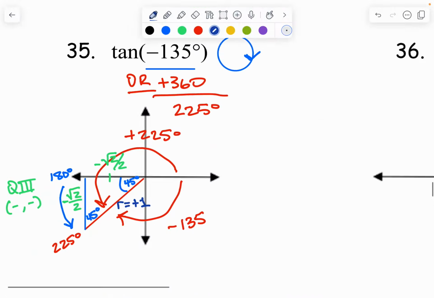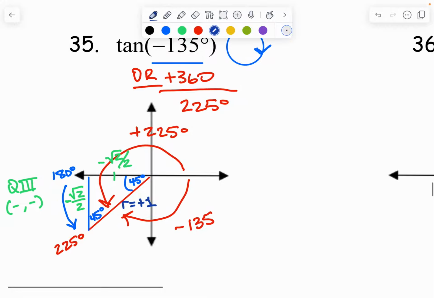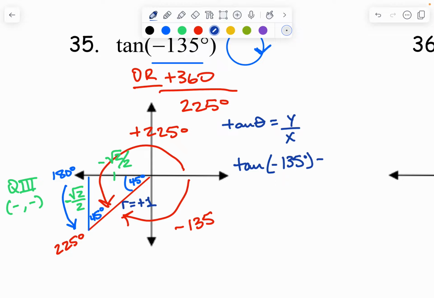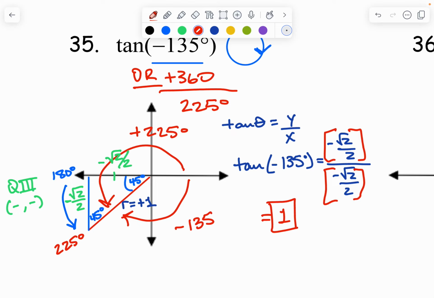Now, I'm specifically looking for tangent. Tangent of theta equals y over x. So my y is negative square root of 2 over 2. My x is negative square root of 2 over 2. Any number divided by itself is 1. So the tangent of negative 135 is 1.